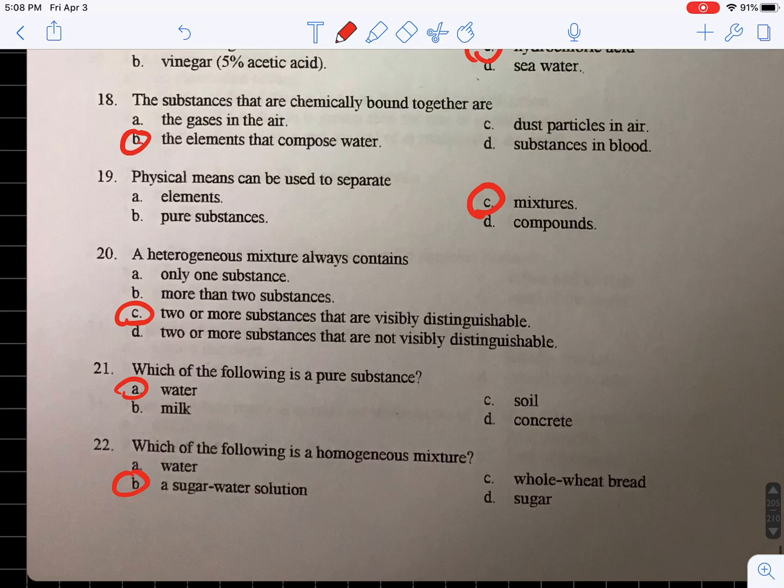Number 18, substances that are chemically bonded together. Okay, gases in the air are a homogeneous mix of gases. Dust, we said, is a colloid. Substances in the blood is a mixture. In fact, it's a heterogeneous mixture. And elements that compose water, hydrogen and oxygen, produces H2O. There's my chemical substance.